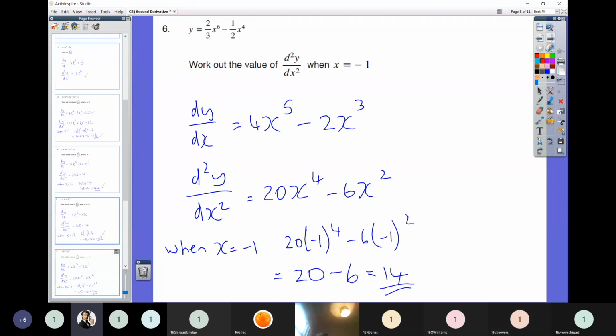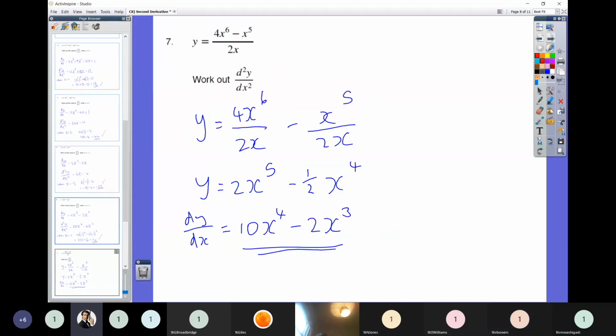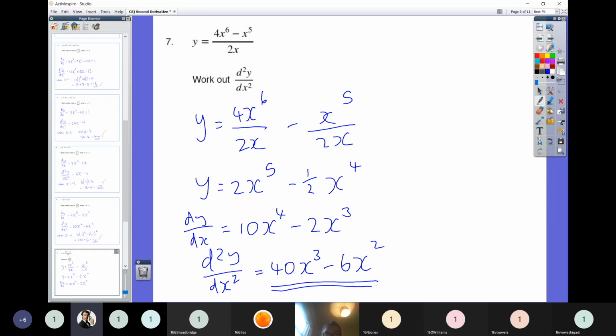Question 6, did we get 14? Yes. 7, did we get... Oh no, I haven't finished, have I? I haven't differentiated for a second time. So I just got there in time, so you didn't say no. So d2y dx squared, differentiate for a second time, and you get 40x to the 3 minus 6x squared. Did anybody get that? Yeah.